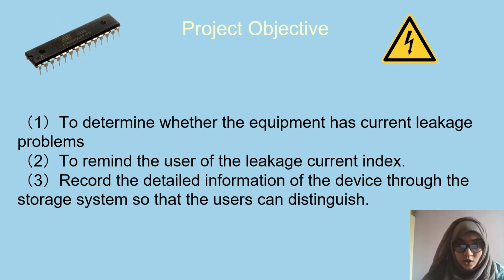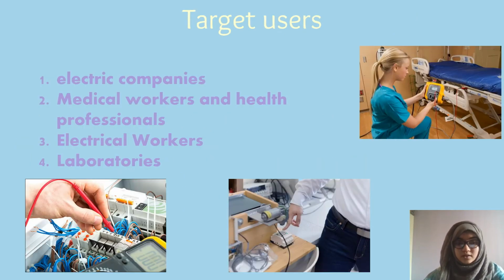So here are the project objectives for the device that we are going to make. It is a leakage current tester that is going to determine whether the equipment has a current leakage problem, to define the users of the leakage current index, and also to record the detailed information inside the device through the storage system so that the user can distinguish. Our target users are companies manufacturing electrical devices, medical workers like nurses, doctors, and other technicians, electrical workers, and laboratories dealing with electrical equipment.